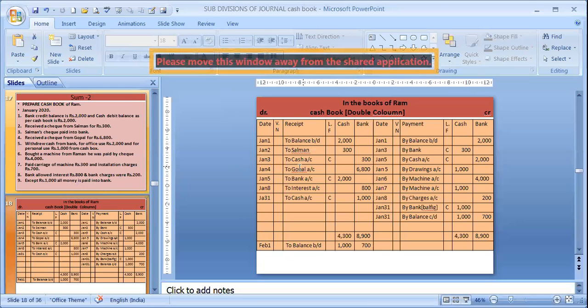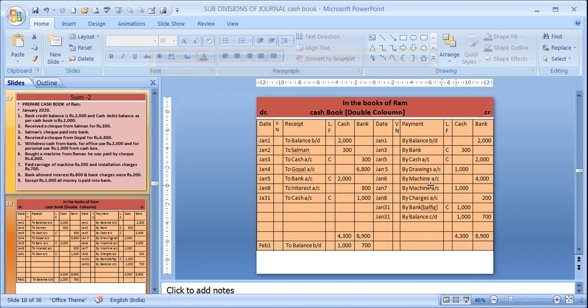Income means receipt. So see, we have written "to interest" and 800 in the bank column. Similarly, "bank has charged" means it's a payment, so "by charges 200." If you do the journal entry, it will be charges account debit to bank, and for interest, bank account to interest. So whether you do it from journal entry or by the receipt and payment way, both are the same. Clear?